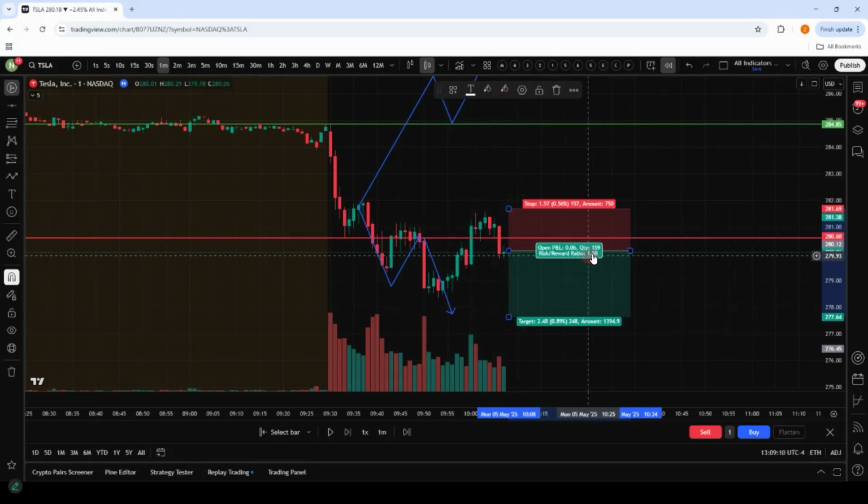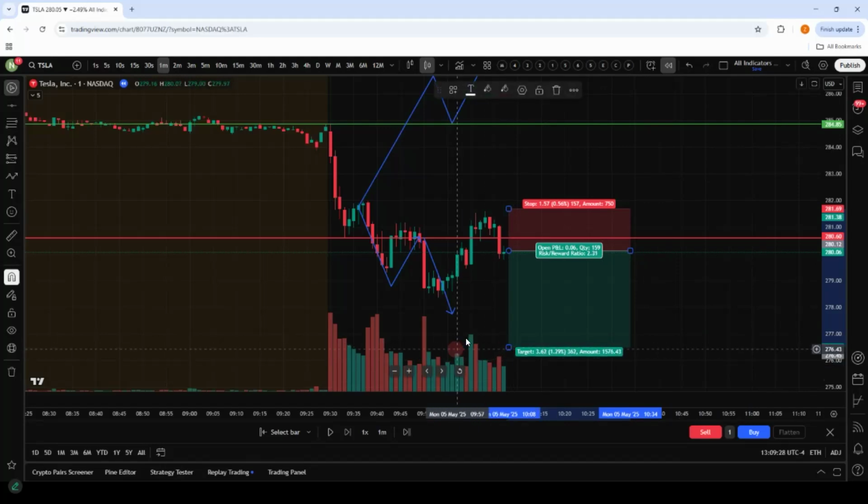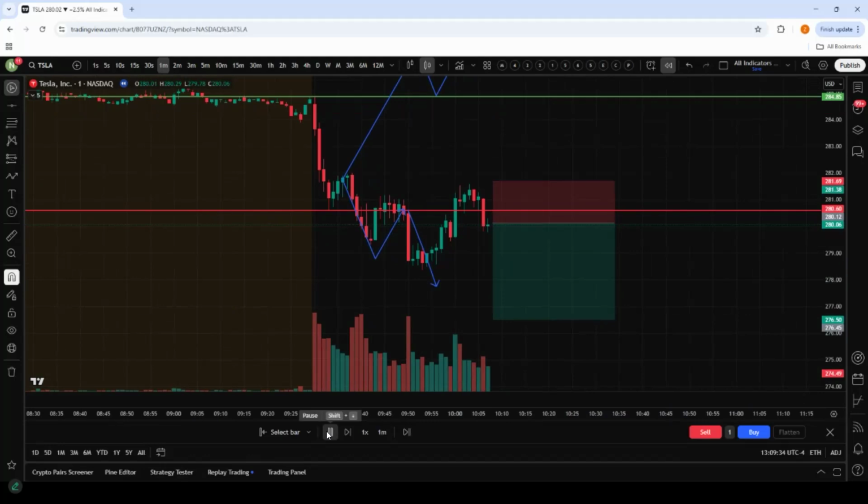We'll be targeting a 2-for-1 risk reward ratio. In this case, it is 1.58. So we're going to need to extend this to at least 2-to-1. This is coinciding with the 276.97. So we're going to go ahead and just do a 276.5 as a possible target. And that would be 2.31 risk reward ratio. So let's play and see what happens.